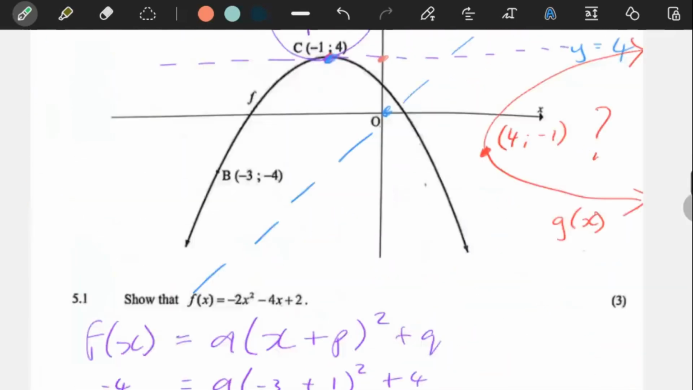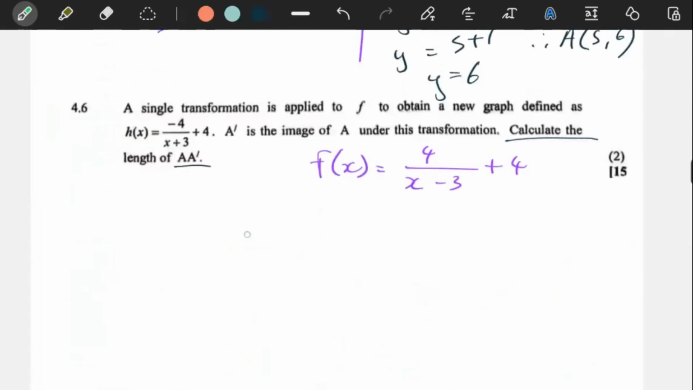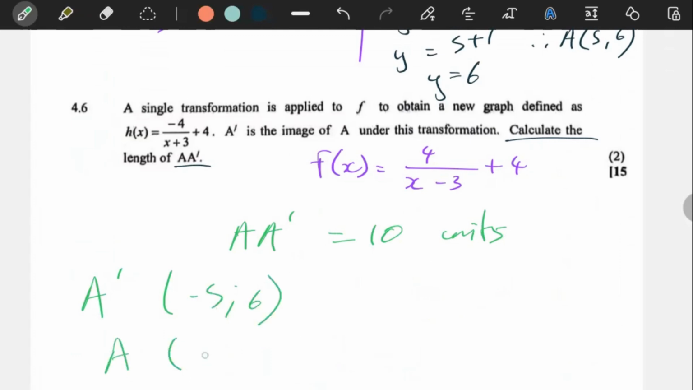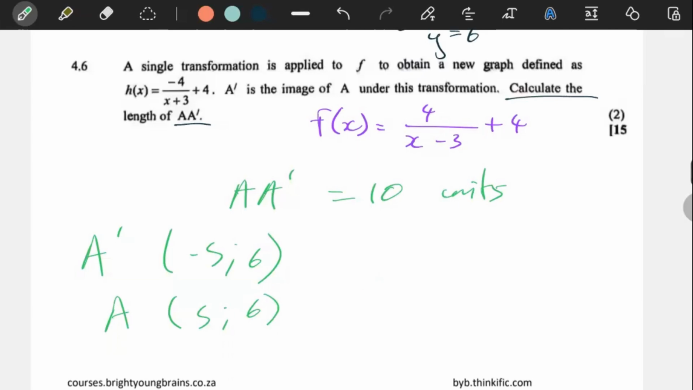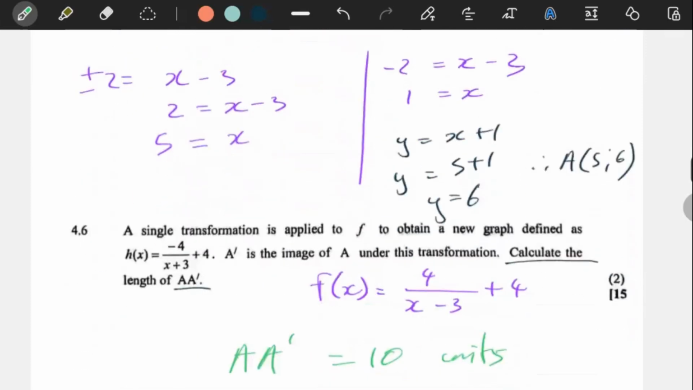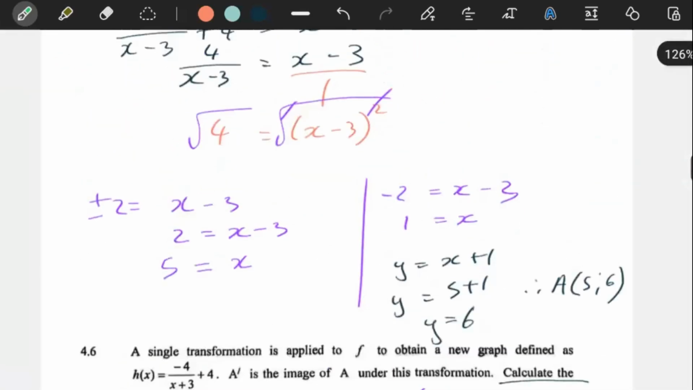Not very difficult to comprehend there. Let's go to 10 units. You see, you can write coordinate of A is negative 5 and 6. And the image of A was 5 and 6. Too straightforward. That's question 4. Nothing much to it. We can move on to question 3.